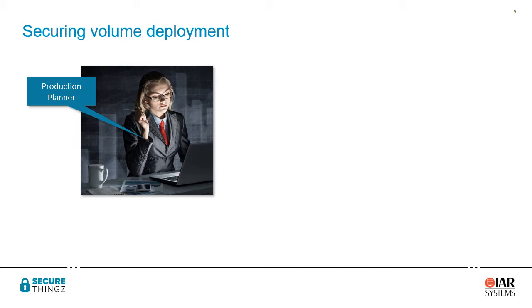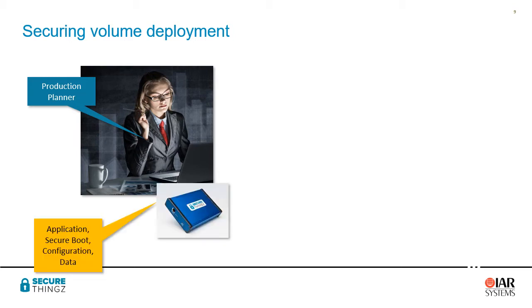So how does all of this work in practice? Our production planner here is at the end of the process of development at the OEM. He or she can collect together all of the application firmware, the secure boot manager, any configuration and other data that may be relevant to the application, and store that securely in an HSM.